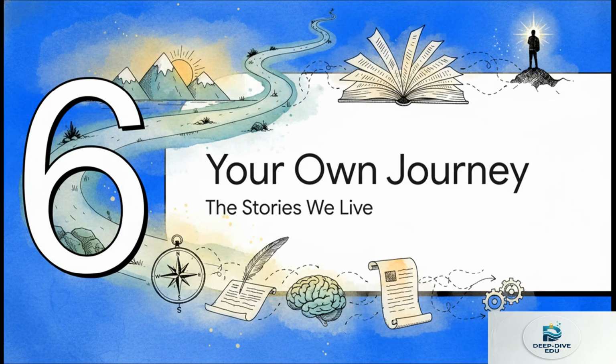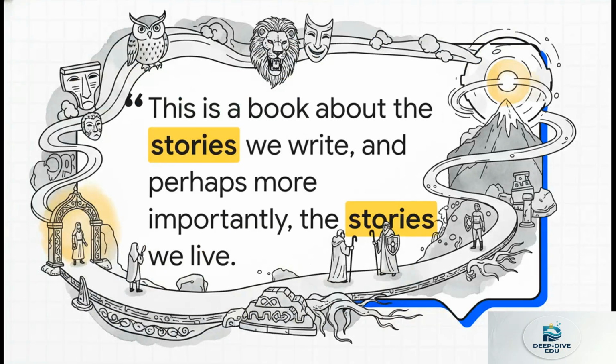Finally, let's wrap this up with Section 6, Writing Your Own Journey. Screenwriter Bruce Joel Rubin absolutely hit the nail on the head regarding Vogler's framework when he said, "This is a book about the stories we write, and perhaps more importantly, the stories we live." I really want to challenge you to see these 12 stages and these archetypal masks not just as a handy tool for analyzing movies, but as a practical handbook for navigating your own real-life ordeals.